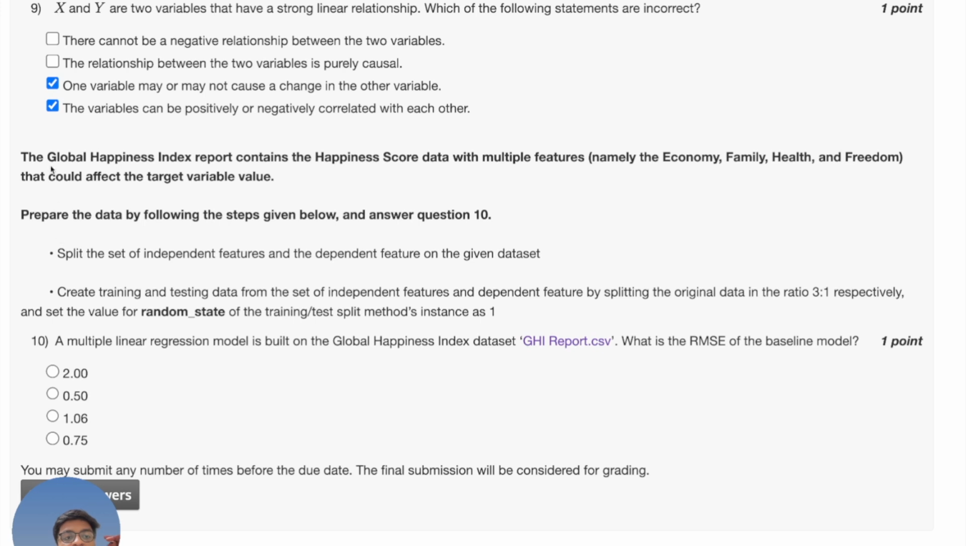Finally, proceeding further with the last question: the Global Happiness Index report contains the happiness score data with multiple features, namely economy, family, health, and freedom, that could affect the happiness score. Prepare the data by the following steps given below and answer question 10.